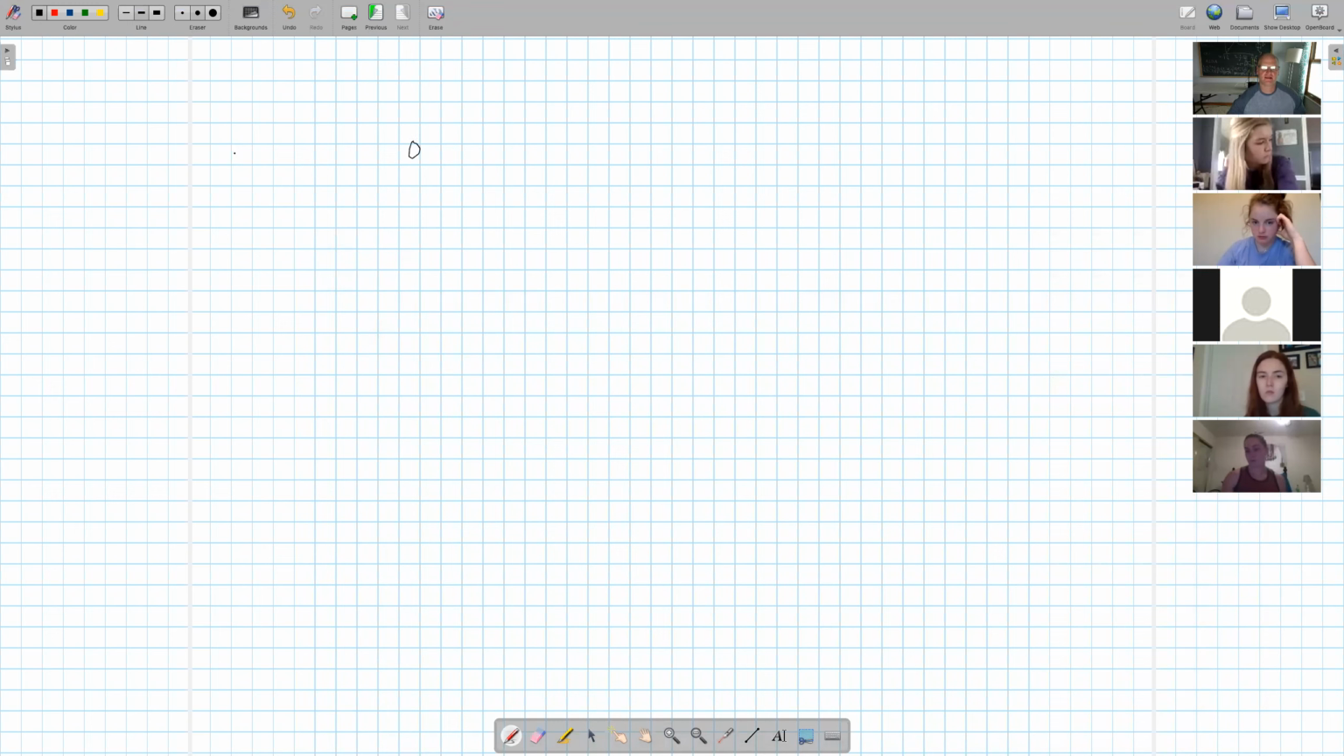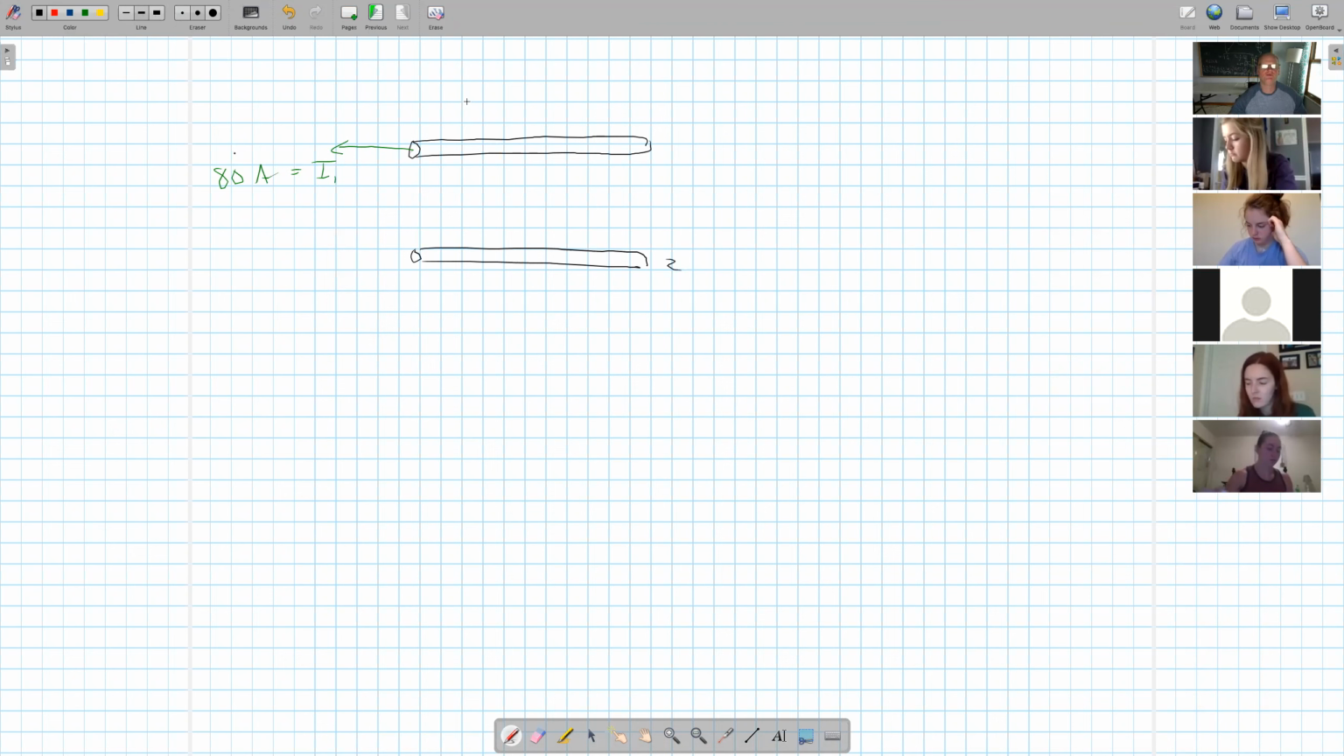So what I have here is current 1 in wire 1. Just for funsies, let's say current is going in this direction. So this is I1, and we know I1 is equal to 80 amps. Some distance below this guy, here is wire 2, which is a distance D, where D was equal to 20 centimeters below wire 1. This thing also has a mass, which means it's going to feel a gravitational weight.